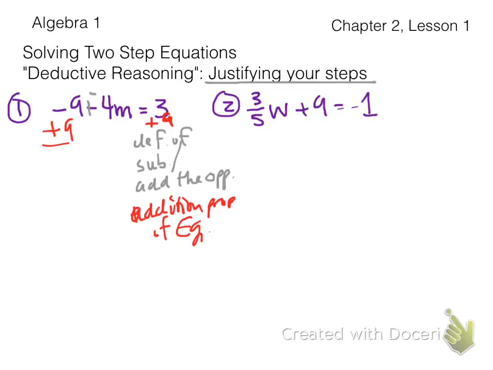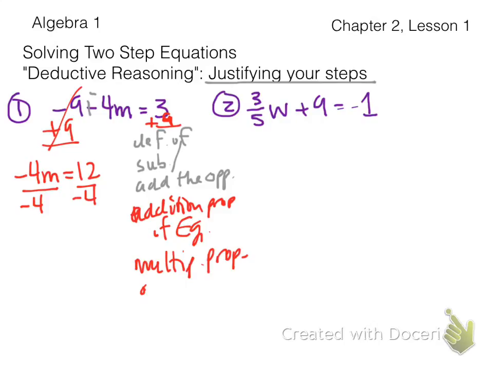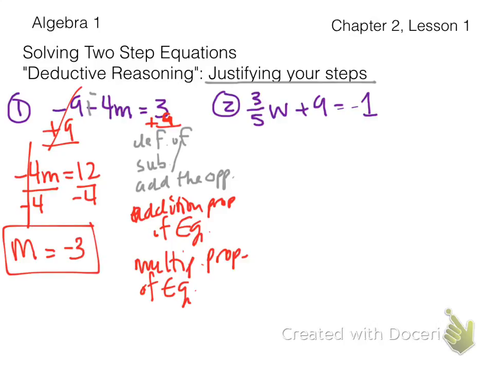So now that I've added 9 on both sides, this cancels out, and I have negative 4m equals 12. So now I'm going to divide by negative 4 because it's being multiplied up here, so dividing would be the opposite, and this would be the multiplication property of equality. Right? There we go. So if I've divided by negative 4 over negative 4 is 1, which just leaves m is equal to negative 3. And there you go. All right?